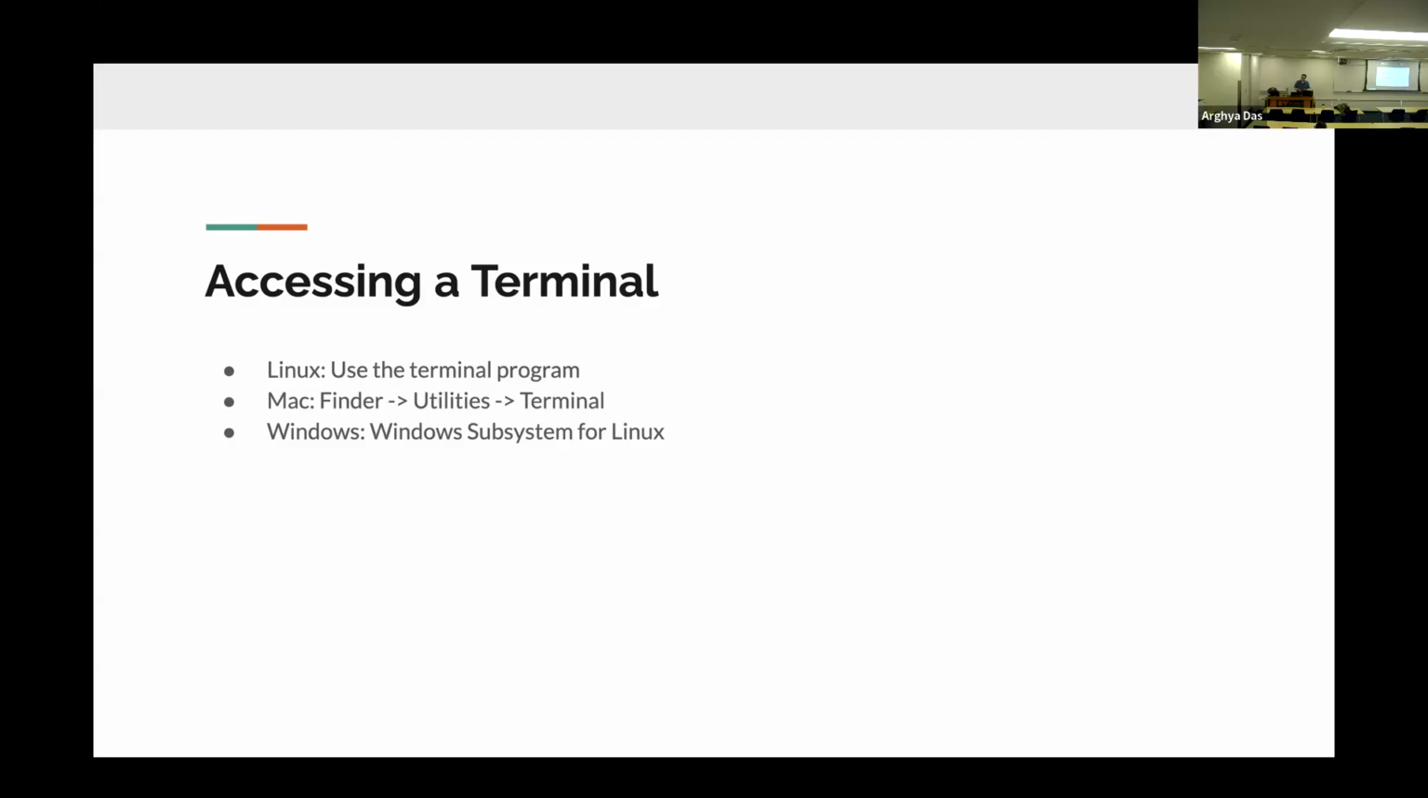And if you're on a Windows machine, Windows has come out with their Windows Subsystem for Linux, which basically installs an Ubuntu kernel and Ubuntu operating system on your Windows install, and it'll be exactly like using Linux there.